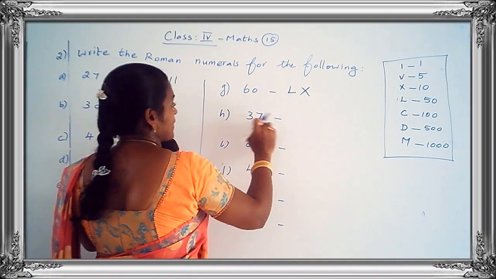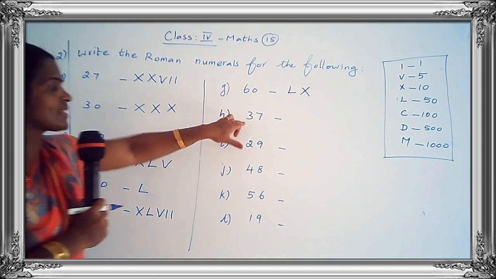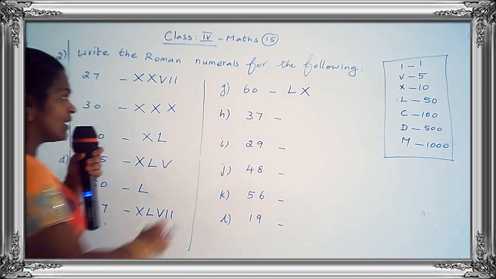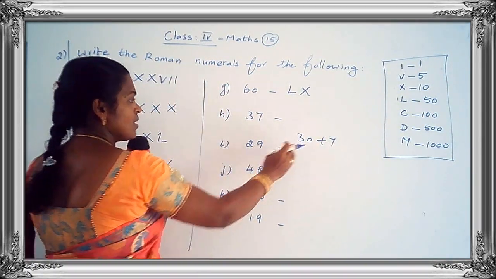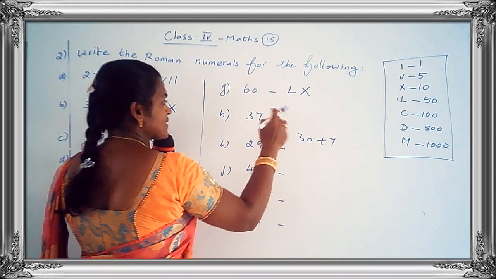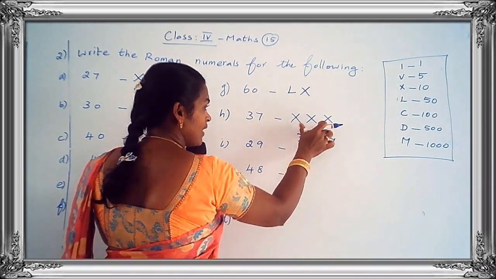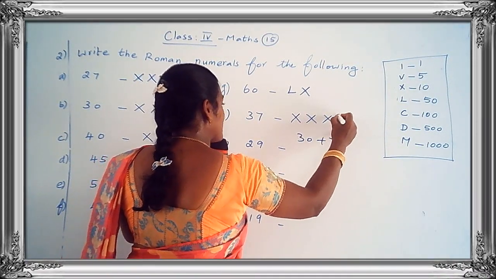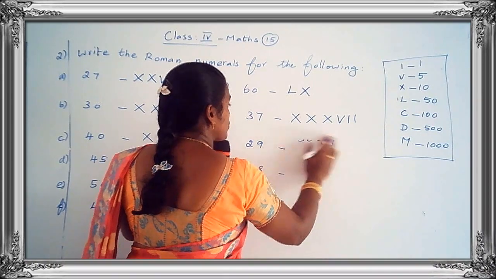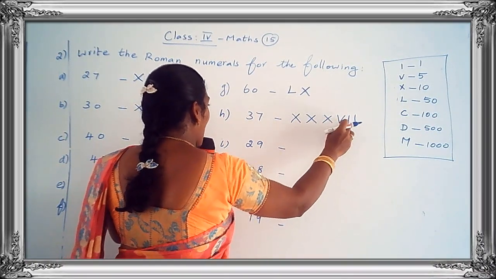Okay. Next, 37. 30 means XXX. So 37, how will you write? 37 can be written as 30 plus 7. Yes or no? So 30 means XXX. Now we need 7. 7 means, already we know, VII. So 37 means XXXVII.